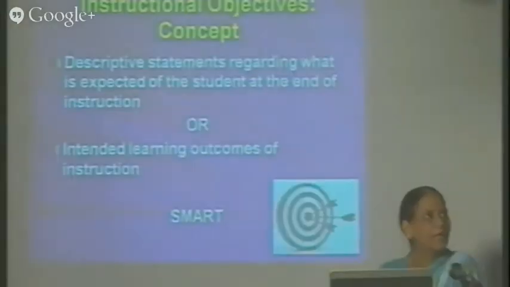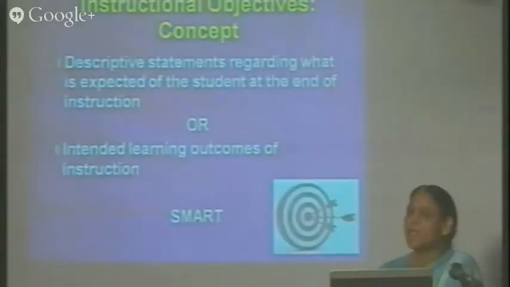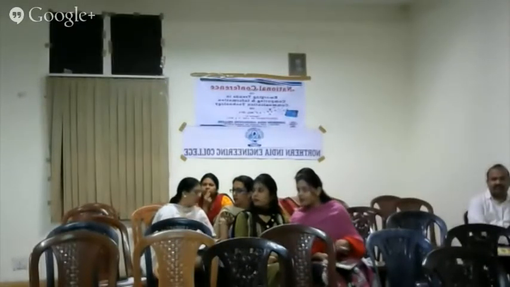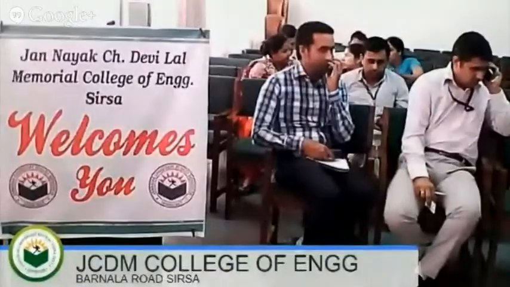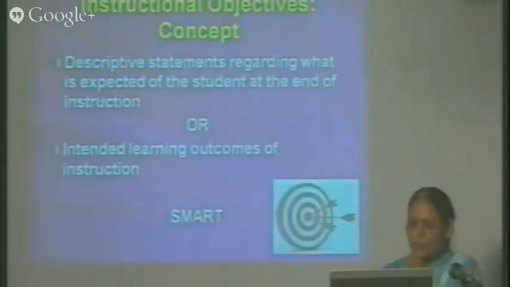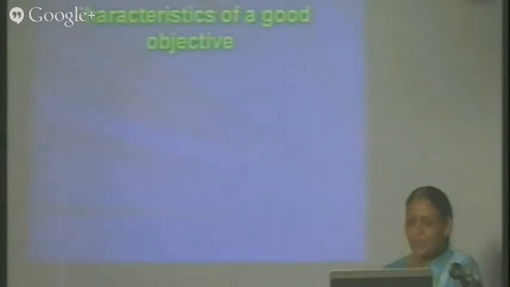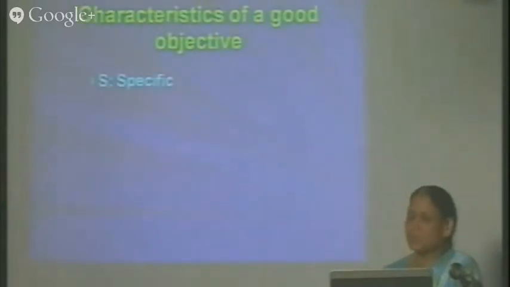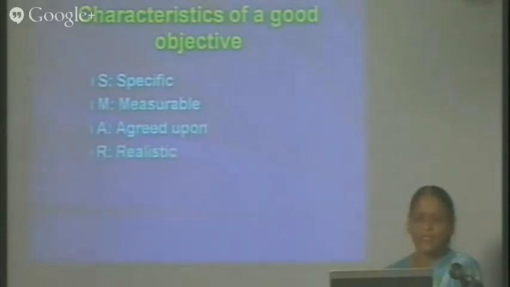What can be achieved. T stands for time framed. When we specify instructional objectives, they are achievable within a specified period of time. So whenever you write objectives, they should be specific, measurable, agreed upon, realistic, and time framed.